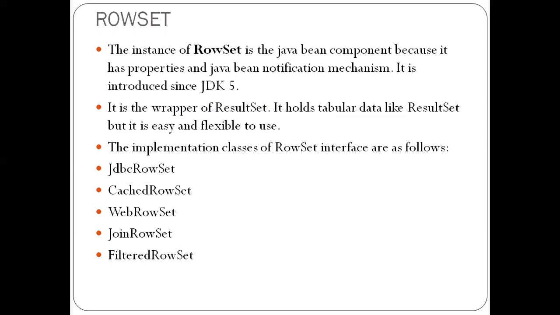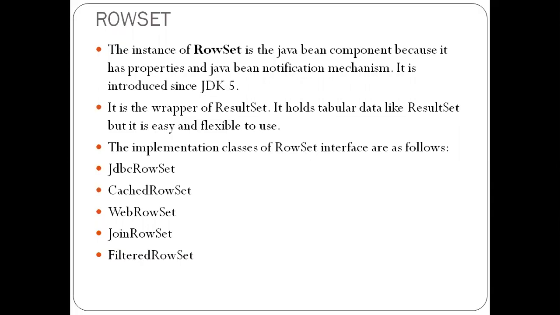And result set works only in the connected approach, whereas row set works in both connected and disconnected approach also. If any changes are made in the result set interface, it affects the database table also. Whereas if any modifications are made in the row set, it may or may not affect the database table. And in disconnected mode, the database is not affected even if the changes are done in the row set.